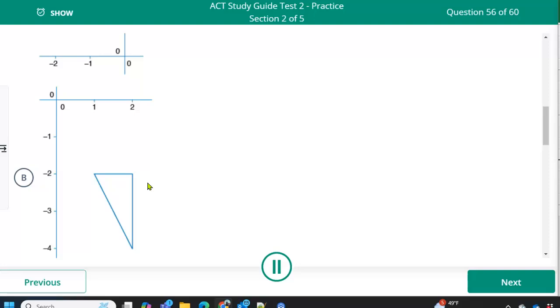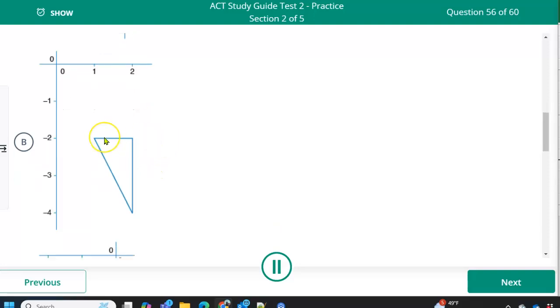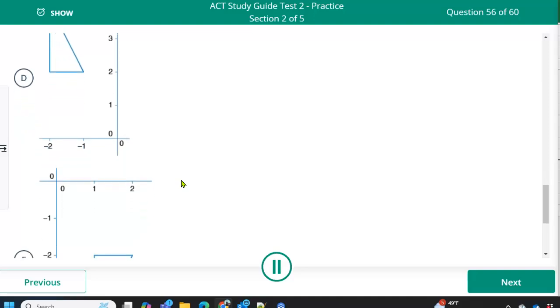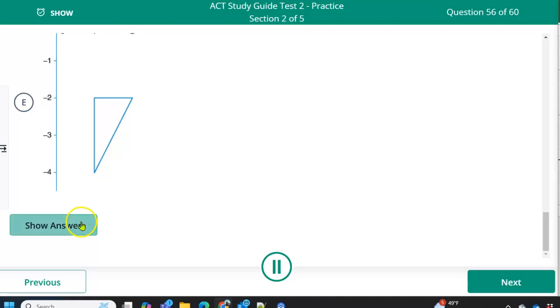You can just imagine, if you had it drawn on a sheet of paper, you could take the paper and turn it upside down and see what it looks like, but it's going to go around into the fourth quadrant, and it's going to look like this.